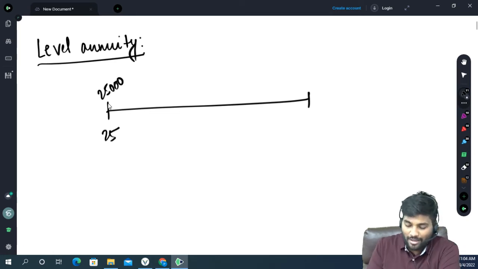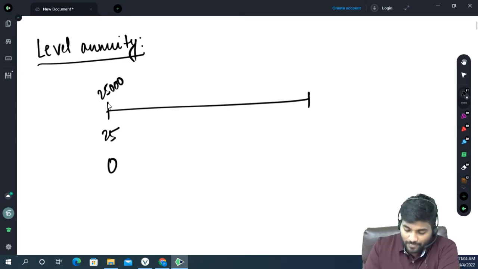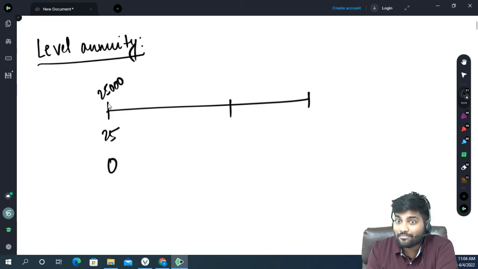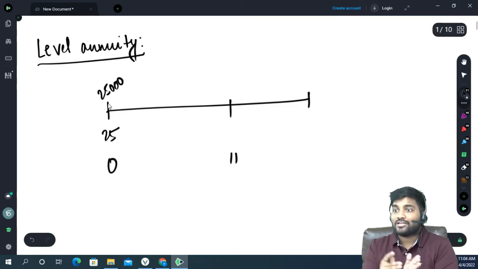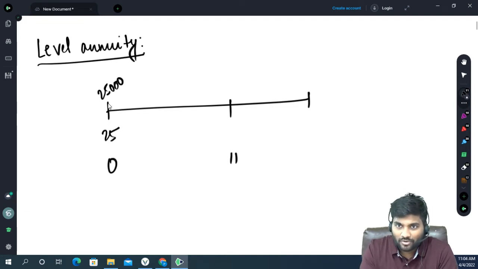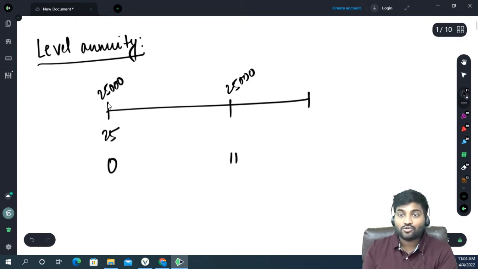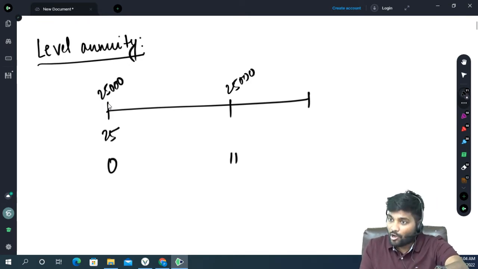Okay. So, for example, this is time 0. I have made the first payment of 25,000. I will be making the last payment at time 11, because when we start from 0, the 12th payment is at time 11. When we make payments in advance, the 12th payment will be at time 11. Basically, time 11 is the end of the 11th year and also the beginning of the 12th year. Okay, this is how we draw the timeline. So, the last payment of 25,000 will be here. I am making a regular series of payment of 25,000 annually in advance.